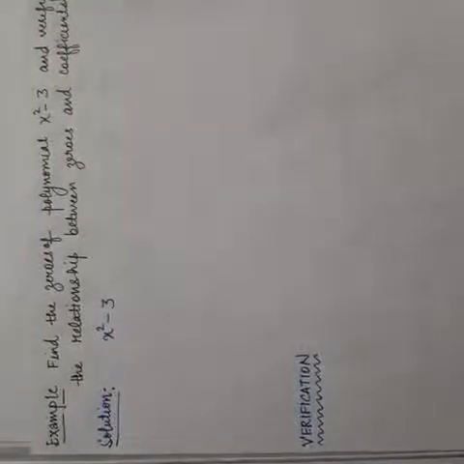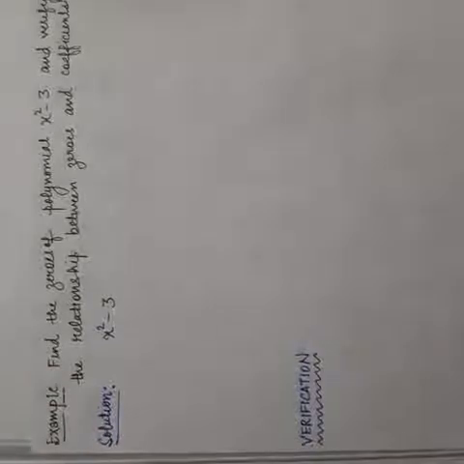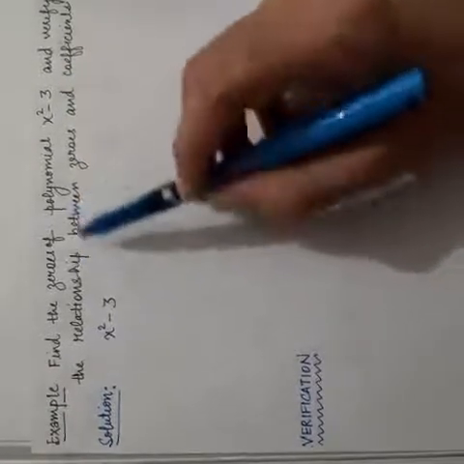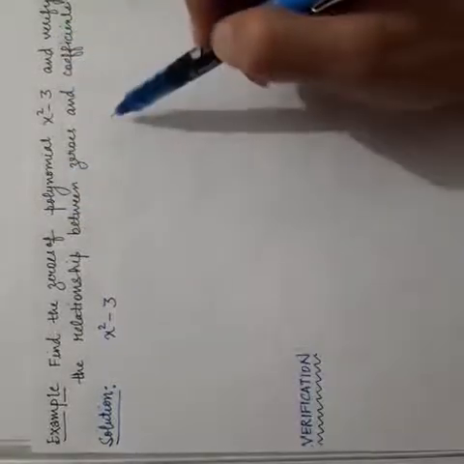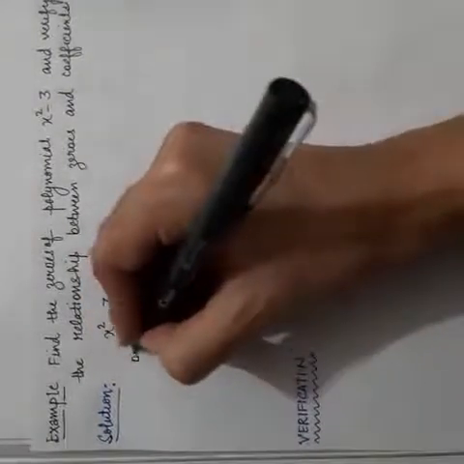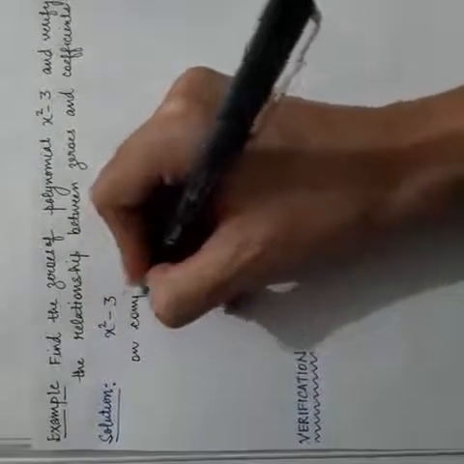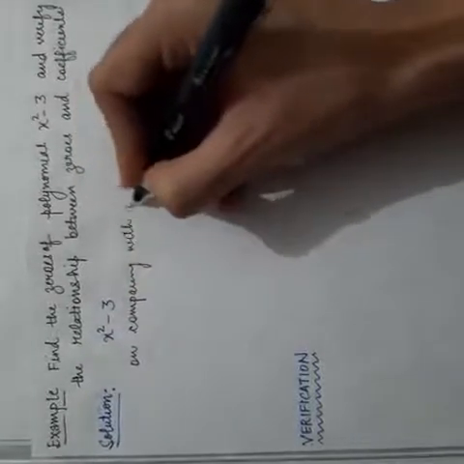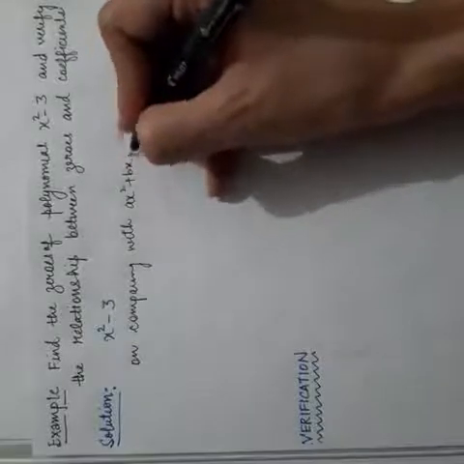Now we will discuss one more question based on the same topic. See, I have a polynomial x square minus 3 with me. First of all, I need to find the zeros and then the same verification process is to be done. For finding the zeros of this polynomial, first of all, let us compare it on comparing with ax square plus bx plus c.